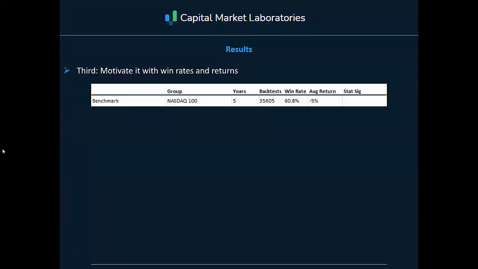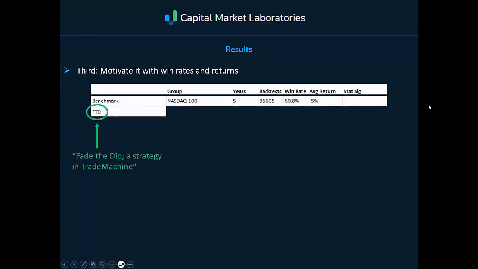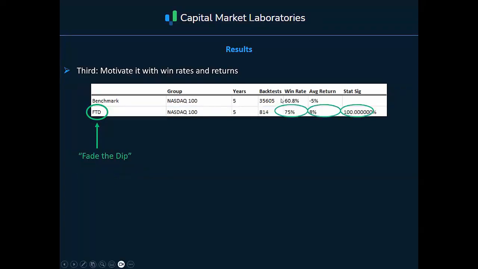We just did the benchmark. Now, I'm going to show you a strategy that's in TradeMachine, fade the dip. It's also selling a put spread, but only when certain technical conditions are met. Okay? The win rates go from 60% to 75%. The average returns go from a loser to a winner, and the statistical significance is through 32 decimals.